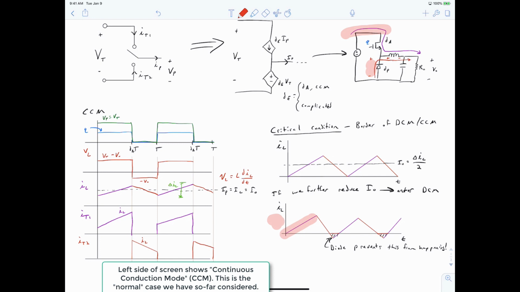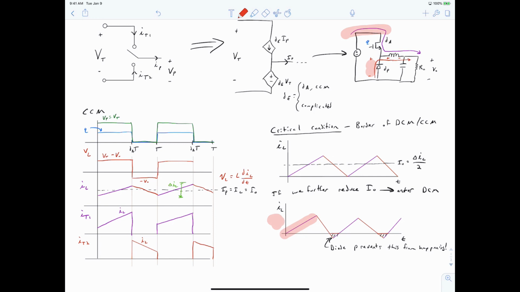Let's recap what we have on the screen. We've defined the continuous conduction mode and sketched waveforms associated with it on the left side of the screen. This is where our inductor current never goes to 0 amps for any interval of time. Next, we've considered the case where we reduce our output current until our inductor current touches 0 amps, or until there is an instant of time where our inductor current has no value. That is what is sketched here in this waveform and is called the critical conduction condition. So in the critical conduction condition, our inductor current goes between 0 amps and the ripple value.